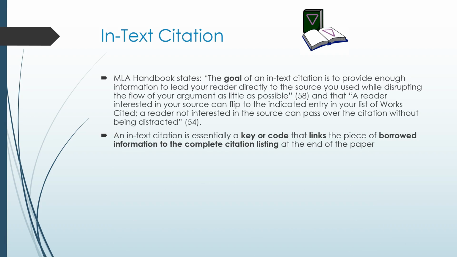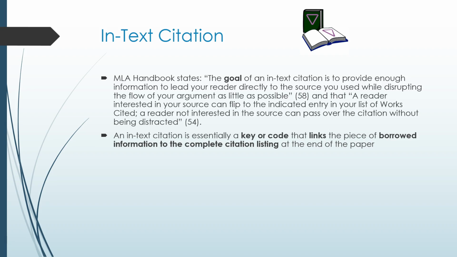Therefore, an in-text citation is essentially a key or code that links the piece of borrowed information to the complete citation listing at the end of the paper. You are not going to put tons of information in, or really more than just one or at most 2 things, since the complete information will be on the works cited page. This is one reason that web addresses don't go into a paper. They're long and distracting.